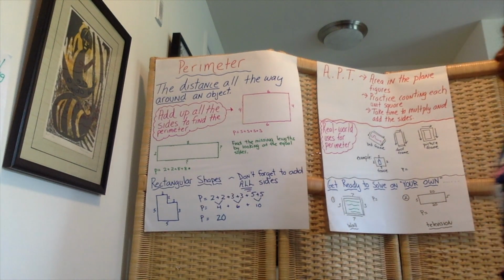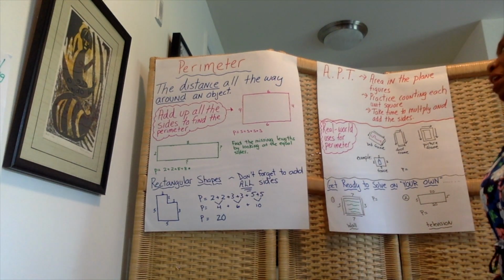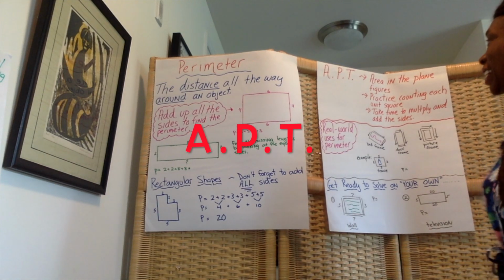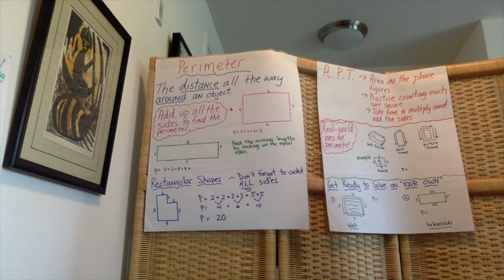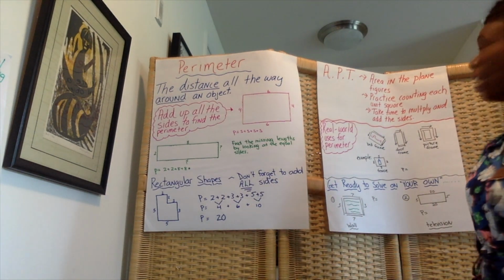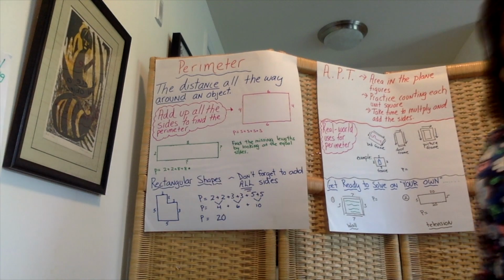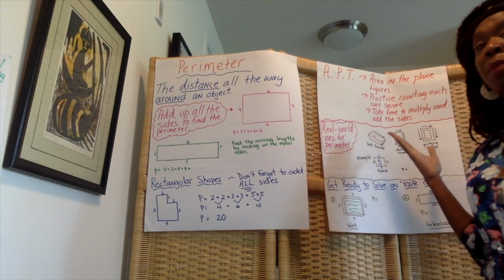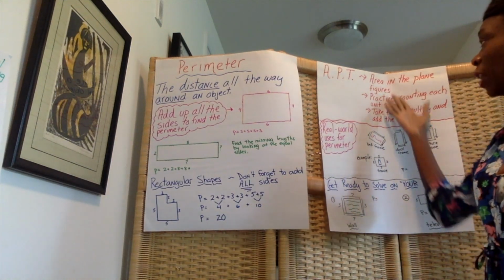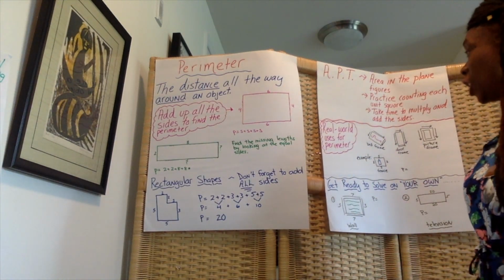Now let's move over. This is my abbreviation for the week. APT. Area in the plane figures. The P stands for practice counting each unit square. And the T stands for take time to multiply and add the sides. So I always want you to remember this. If I say APT on any assignment, you know what to do by using this abbreviation.